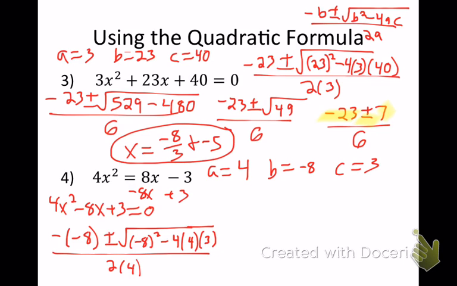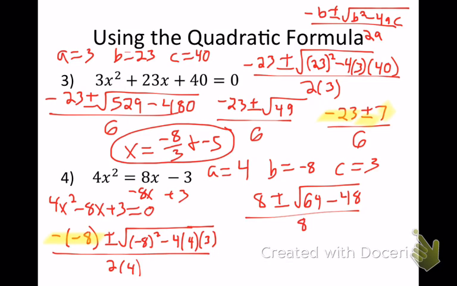And now I need to simplify. Negative and negative 8 gets me what? Positive 8. Plus or minus the square root of, what's negative 8 squared? 64. Minus, what's 4 times 4 times 3? Is that 4 times 4? So 16. 48, nice job. All over 2 times 4, which is 8.